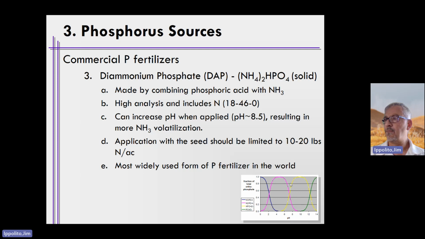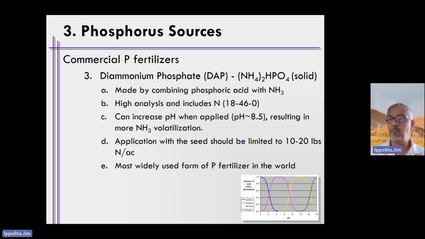HPO4 is the yellow curve, and it maxes out. Actually, on this figure, it maxes out probably close to 10, but it starts to curve off around 8.5, give or take. So we know when we place this fertilizer in a soil, there is the likelihood of increasing pH around the prill or fertilizer particle. And because the pH around the fertilizer prill is above 7, this greatly enhances the potential for ammonia volatilization.